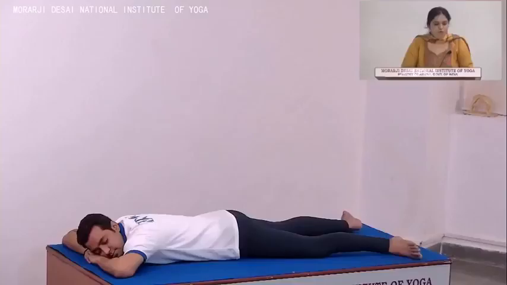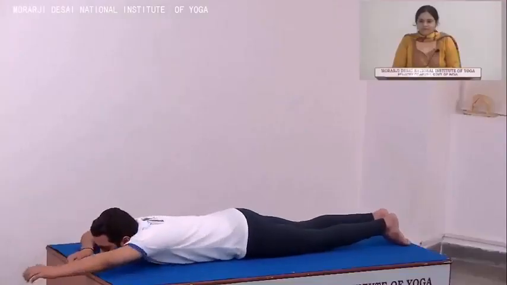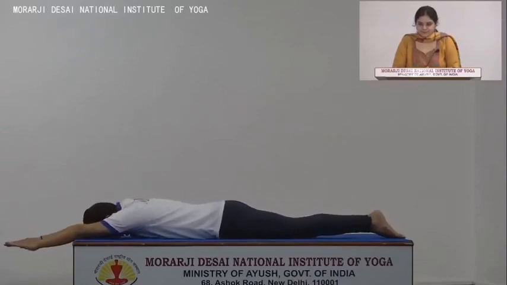Next, we will move towards Saral Bhujangasana. This is an easier modification of our posture Bhujangasana, the cobra pose. Join your legs together. Stretch your arms forward first, with the forehead resting on the floor.